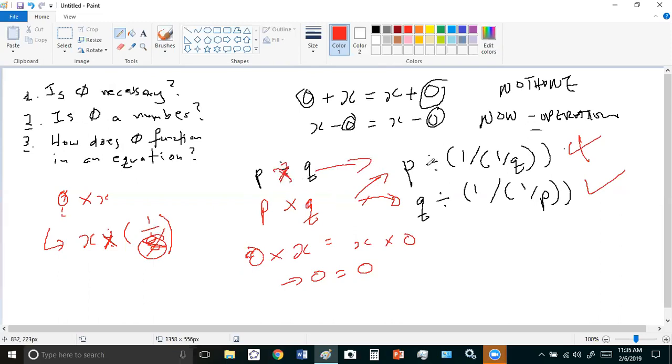Okay, so I'm sorry, this is p multiplied by q, which means it's either one of these. So p divided by 1 over q is the same as p times q, and q divided by 1 over 1 divided by p is the same as p times q, right? So now we've seen that 0 is not a number in terms of any of the arithmetic operations, and none of them are valid where 0 is concerned.